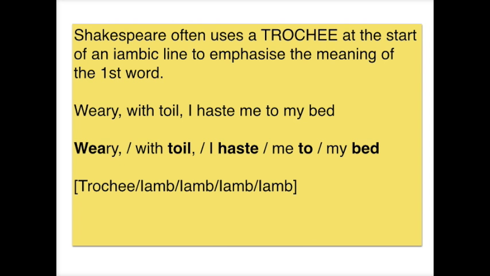Shakespeare often uses a trochee at the start of an iambic line. So the line will continue as iambic, light, heavy, but he will stick a trochee in at the beginning of the first word, of the beginning of the line, to put real emphasis on that word. So this line is trochee, iambic, iambic, iambic, iambic: "So weary with toil, I haste me to my bed."